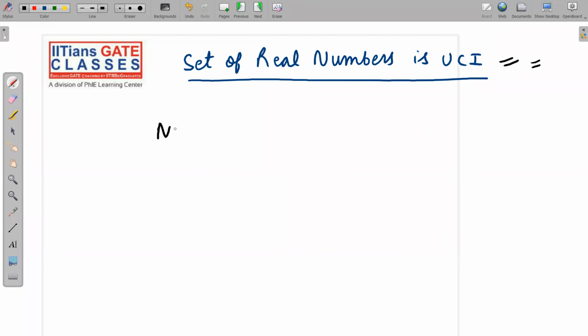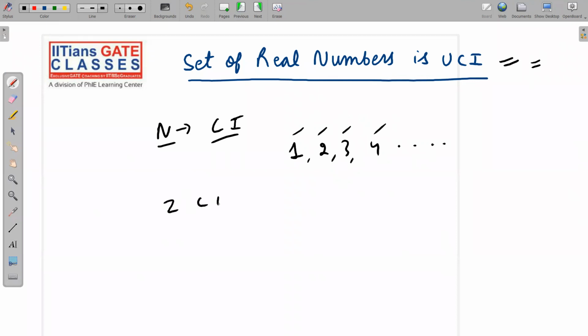See, why is the natural number set countably infinite? Why is the natural number set countably infinite? Because I am able to recognize each and every element. I will say that the first number is 1, the second number is 2, the third number is 3, the fourth number is 4, and so on. I am able to say which is my first number, which is my second number, which is my third number, which is my fourth number, and so on.